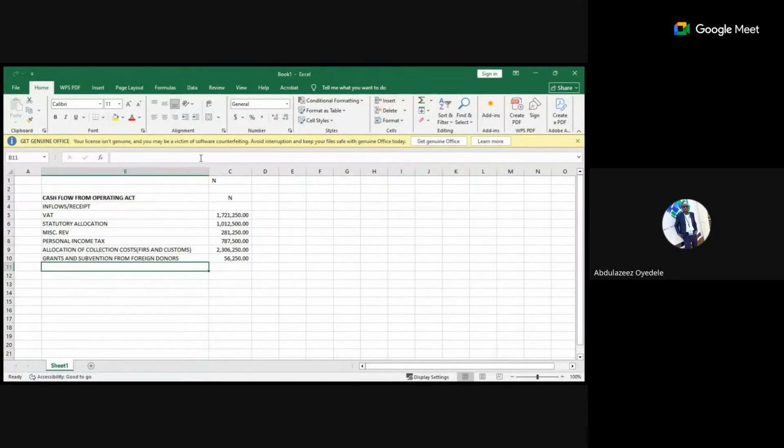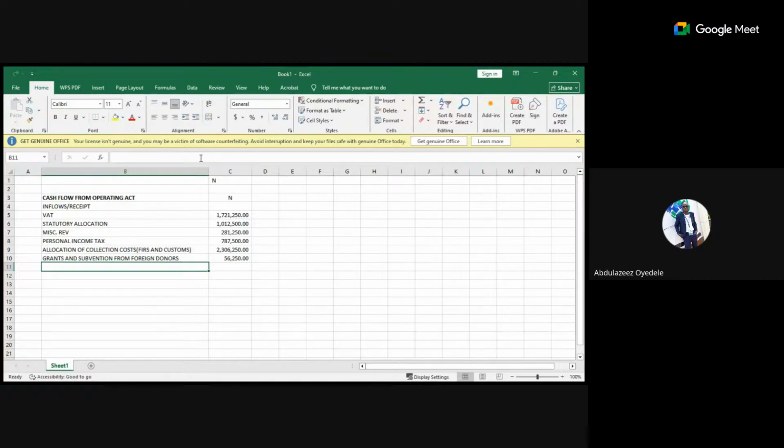Okay. So the next item on that list is what? Rent from government properties. This is an inflow, but it's not an operating activity. All right? Because it is the rent that government gets from their non-current assets, their investments in properties. They invest in properties and then they receive rent from it. So this will be recognized as investing activity.